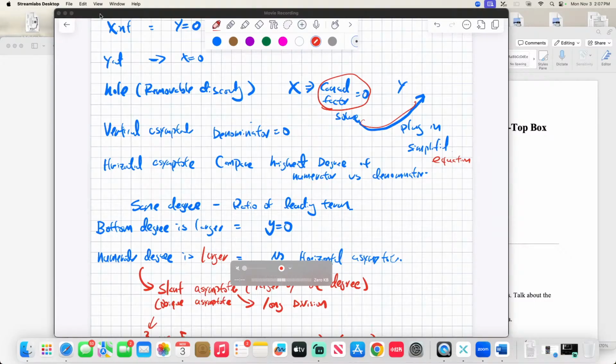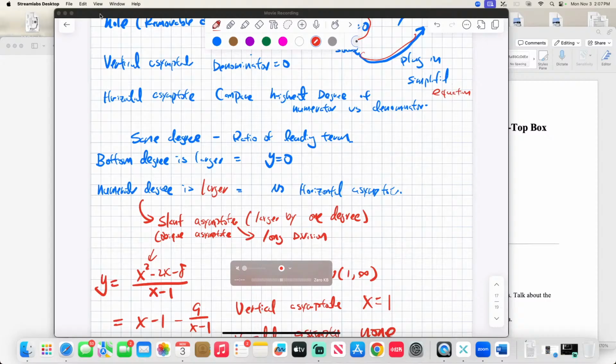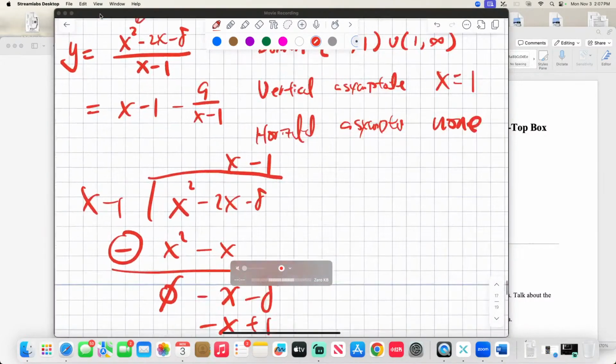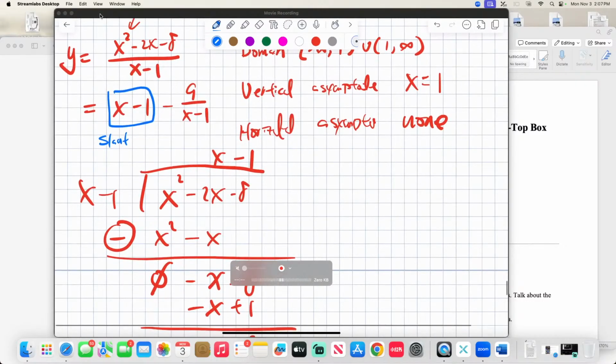Are we okay here? Wait, you divided it? No, this is not horizontal. Once you get the slant, the answer is just x minus 1. Okay, slant asymptote is right here. This is your slant. So we can graph that.